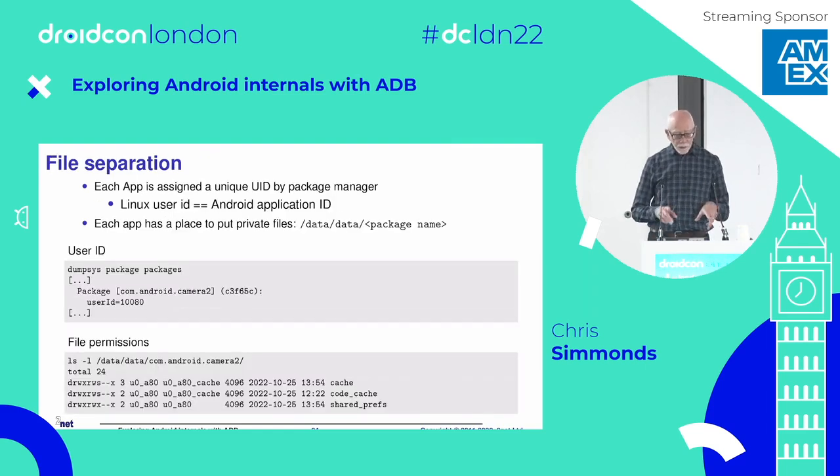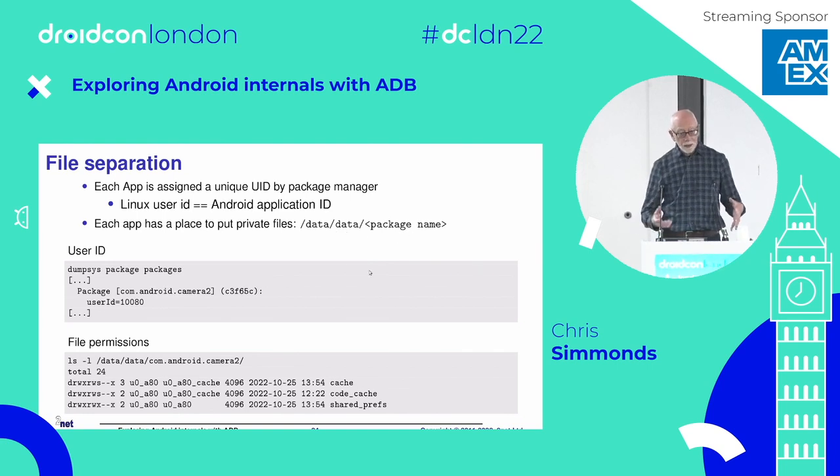The second one, file separation, is slightly more involved to describe, so bear with me for a moment. The key thing is that every Android application has a unique user ID. When you install an application, Package Manager gives it some unique user ID. So Android is using Linux user IDs to represent applications. The user ID identifies the application. Then every application needs some place to store its data. That's going to be in /data/package name.